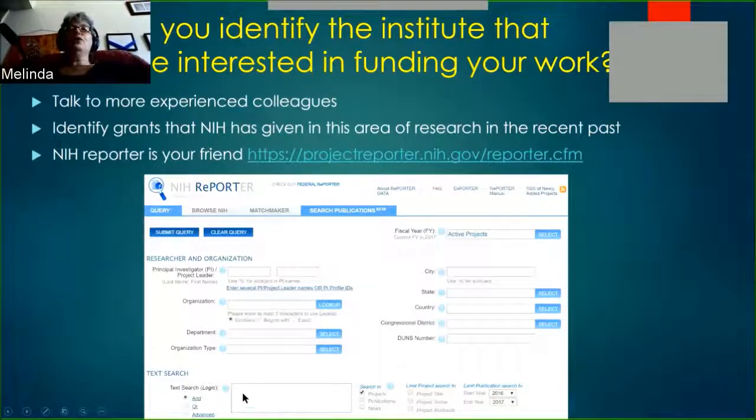You can also do keyword and text searches. You can search, for instance, in all the projects, which would search the project titles as well as the project summaries. You can type in a text search, and if you just search for this year, you can get all the grants that are currently active in a particular area with a particular set of keywords. This is an extremely robust way to figure out what NIH is funding.